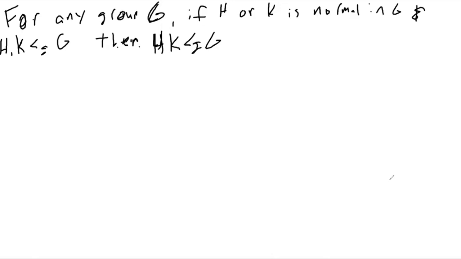That's because let's let hk be in HK. Well, we know h is going to be in G because H is a subgroup of G, and we know k is going to be an element of G because K is also a subgroup of G. And so h operate k is going to be in G because both those things are already in G, and G is a group. So that's kind of trivial.